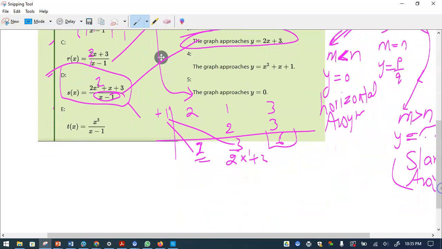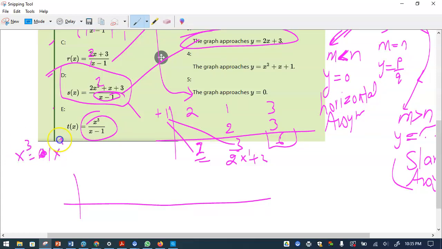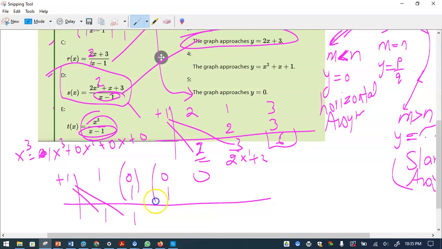But what about the other one? This one has an x cube. That means it is 1x cube plus 0x squared plus 0x plus 0. So you have to put 1, 0, 0, 0 like this. And then the bottom is -1, so I put +1. Drop down 1. 1 times 1 is 1. Combine, you get 1. And 1 times 1 is 1. Combine, you get 1. This is how you're supposed to do it. And the remainder is 1.